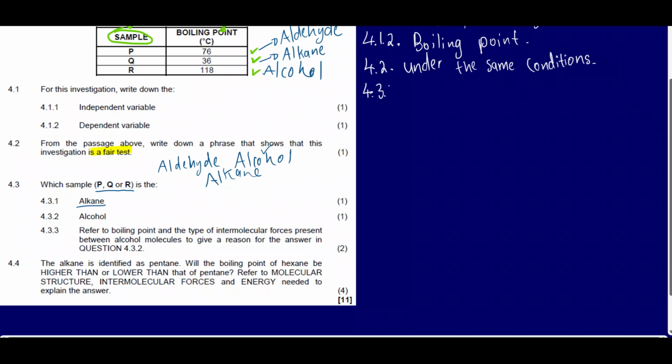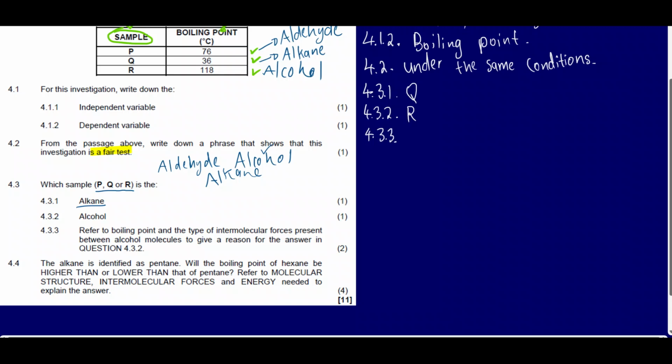So now 4.3.1, we write out the alkane. It's going to be compound Q. Then 4.3.2, the alcohol would be R, the sample or compound R.